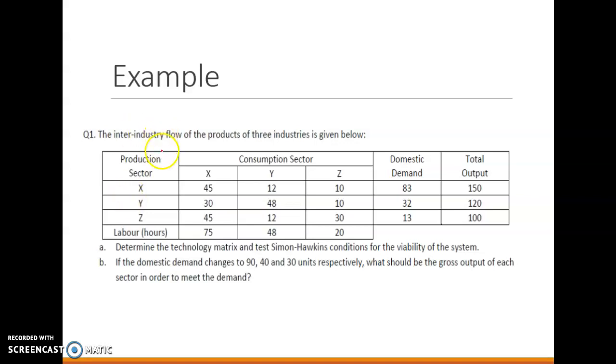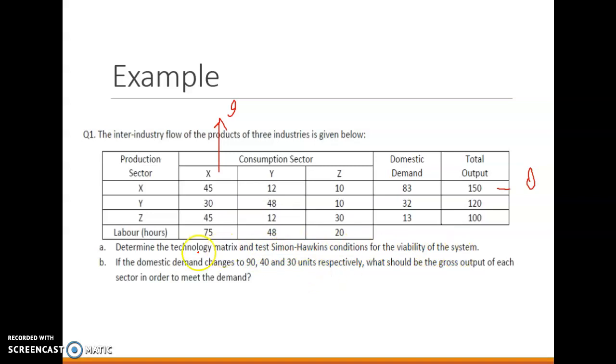Suppose we have this example which shows the inter-industry flow of three industries. The three industries are X, Y and Z. These are the domestic demand and this is the total output. And we know that our columns represent input and our rows represent output.